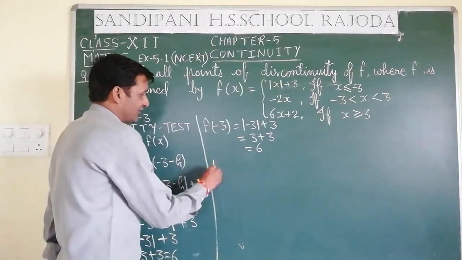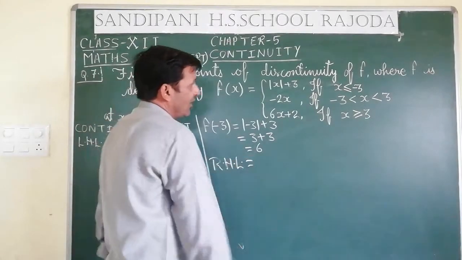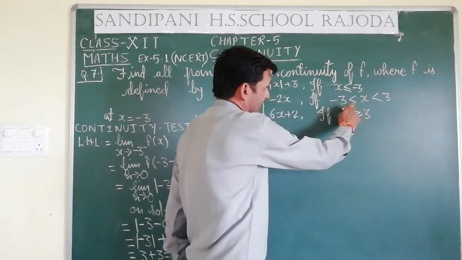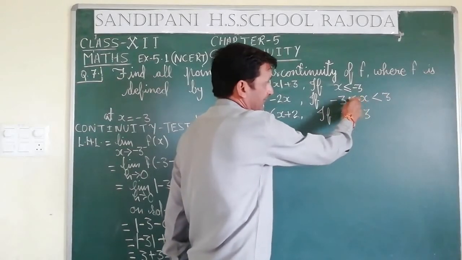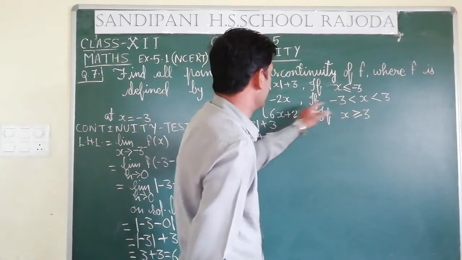Now, RHL, that is the right hand side of the number line for minus 3. So x is here greater than minus 3, because minus 3 is less than x, meaning x is greater than minus 3.